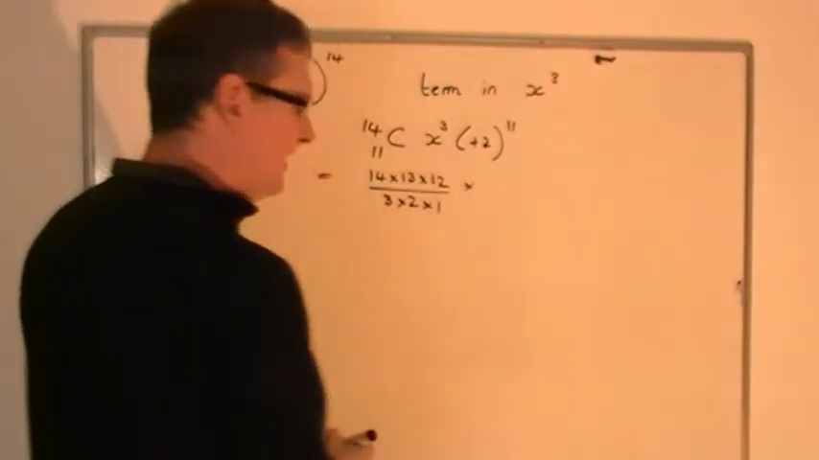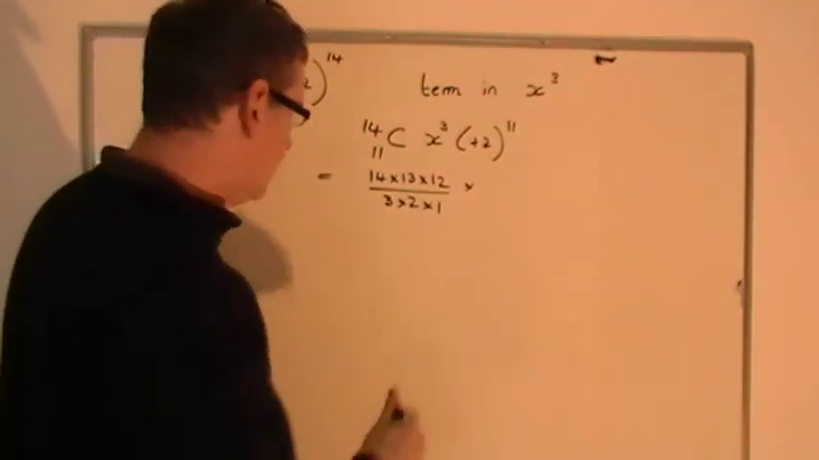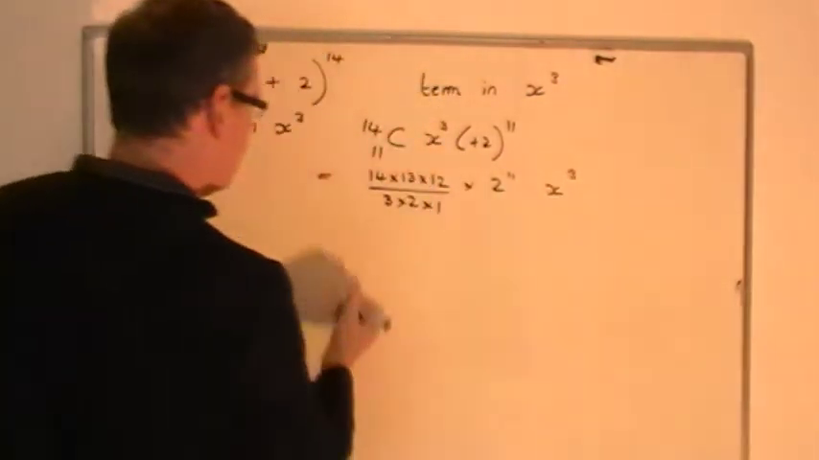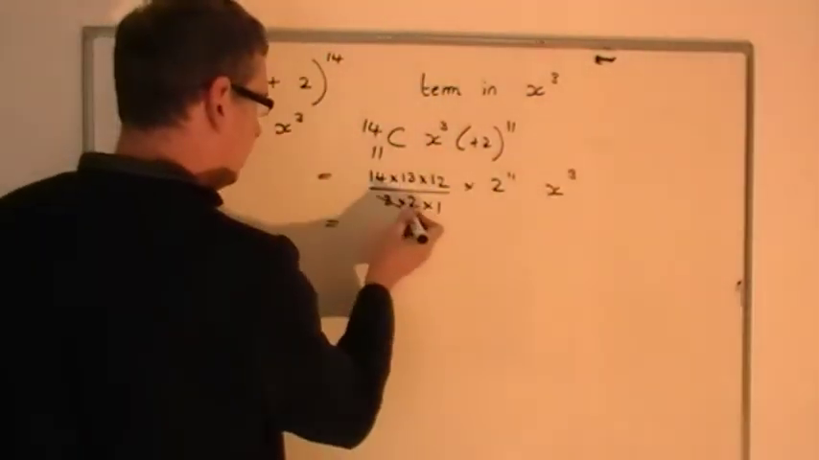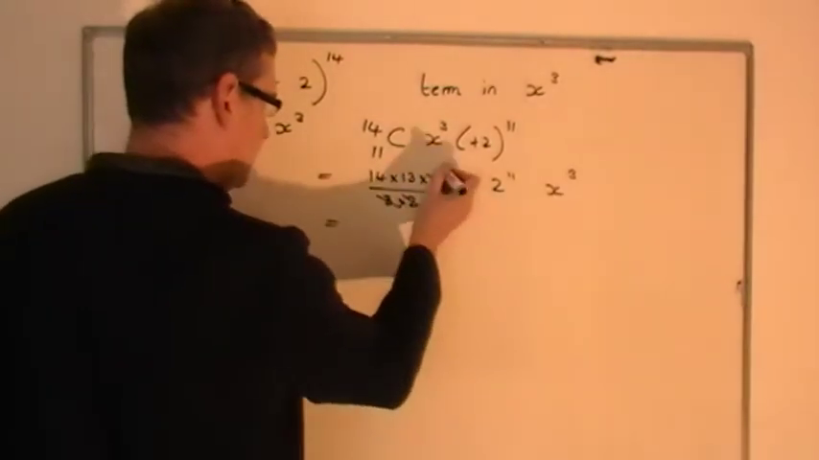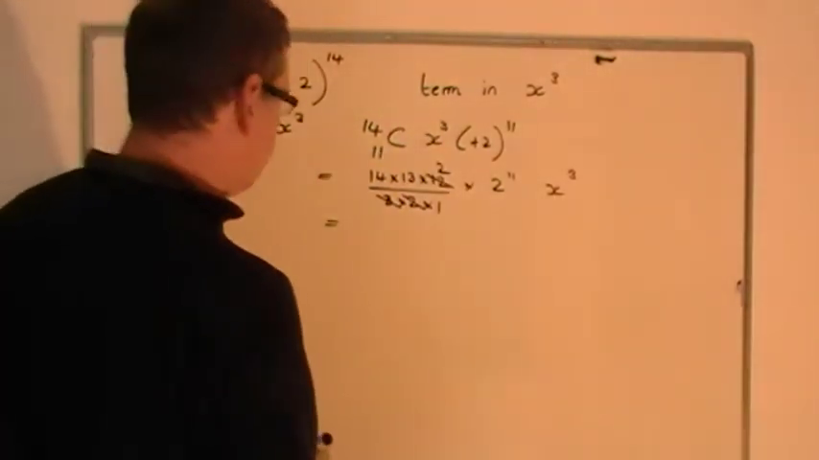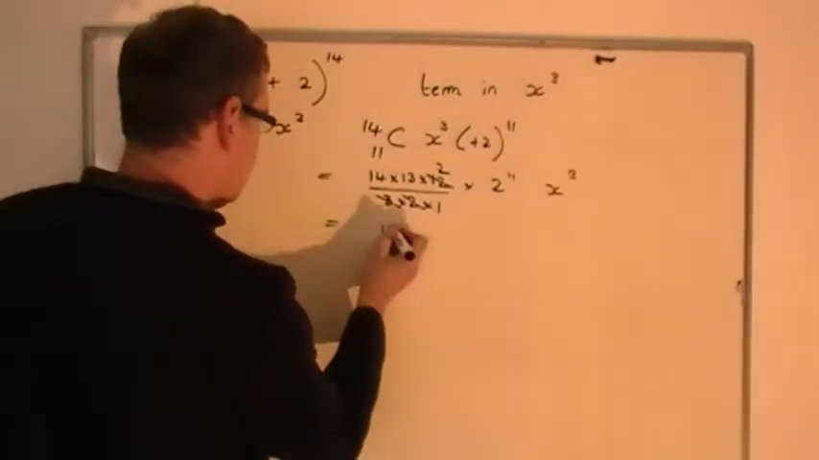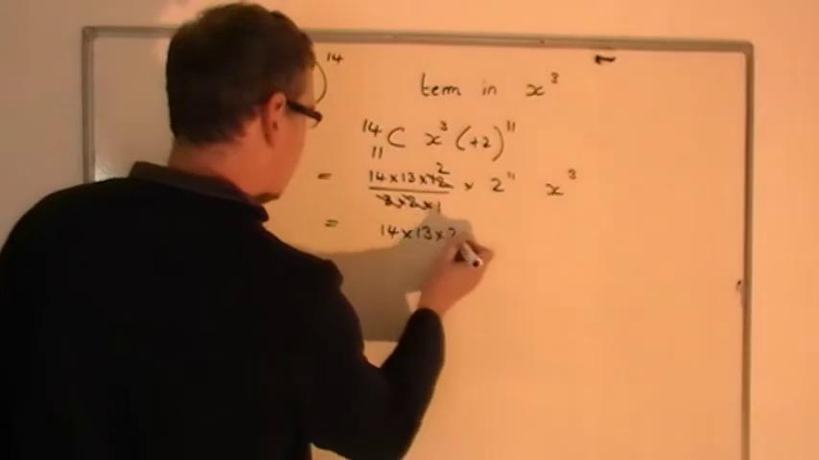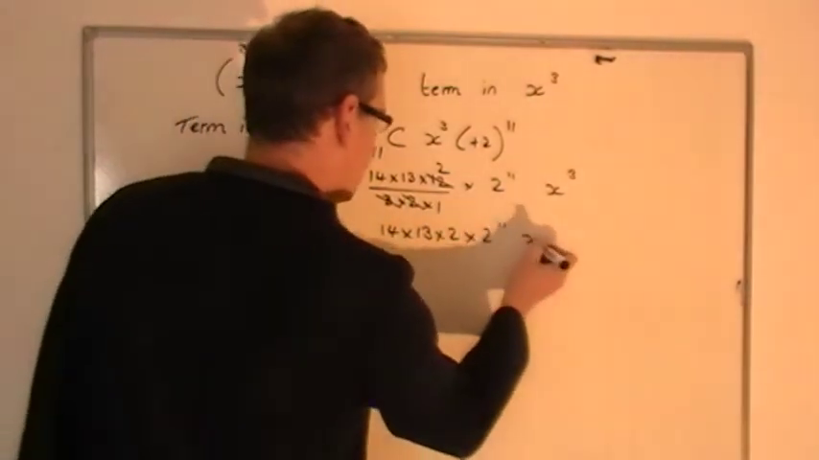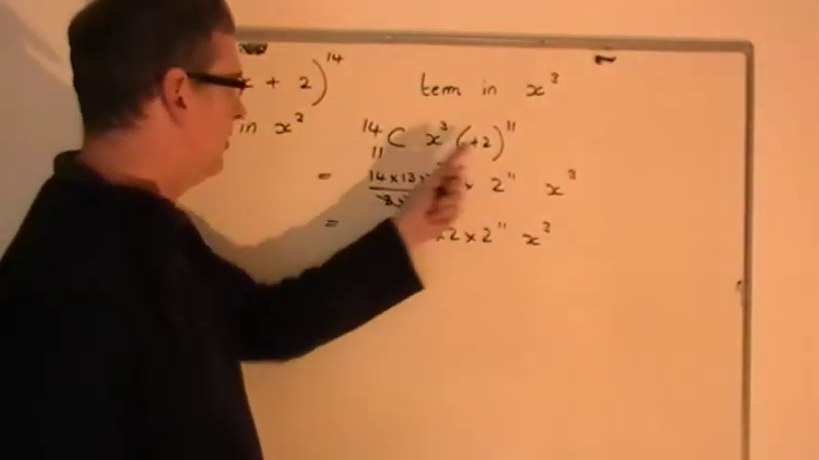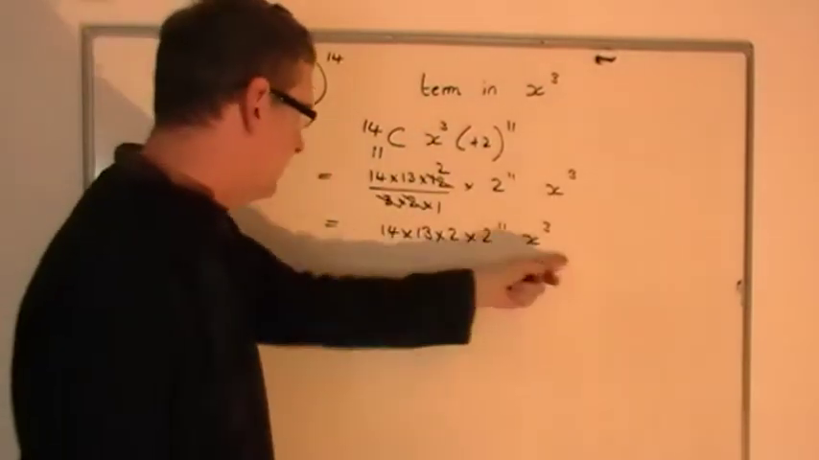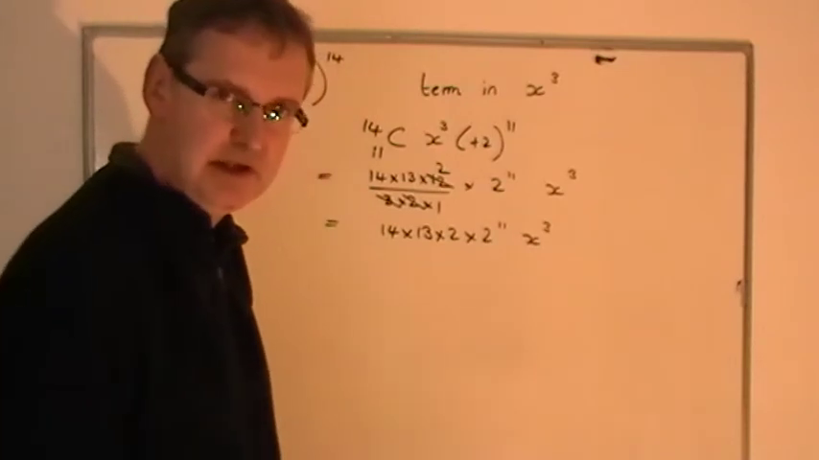Right, well 2 to the 11, that's not very nice. I'll write it as 2 to the 11 for the moment, and then x cubed. Okay, a little bit of cancelling going on. 3 2's are 6, and they go into 12 twice. So we've got 14 times 13 times 2 times 2 to the 11. Well, do you know what? I'm not even going to bother working it out. Why waste time on the video? You get the basic idea, how you would structure that, is the important thing. Obviously, on the C1 paper, there'd be easier figures.